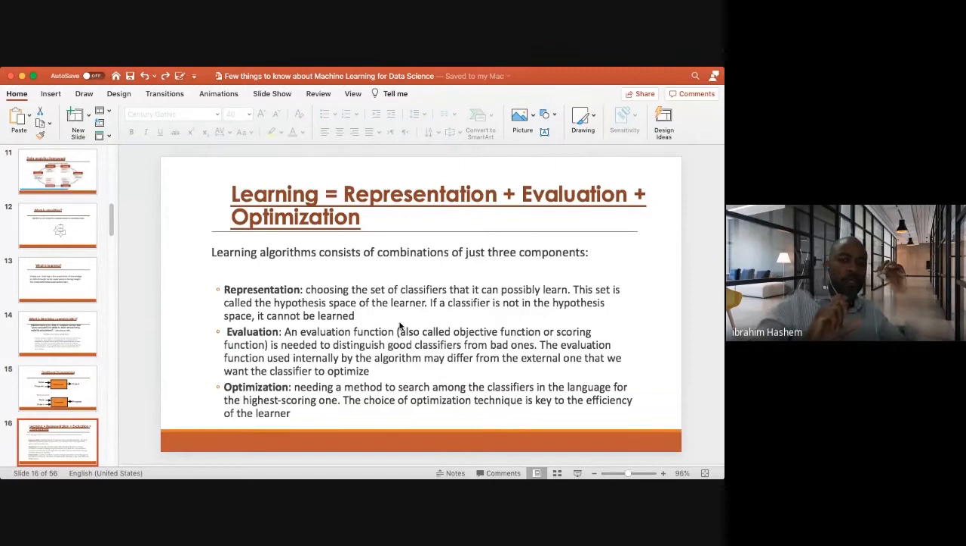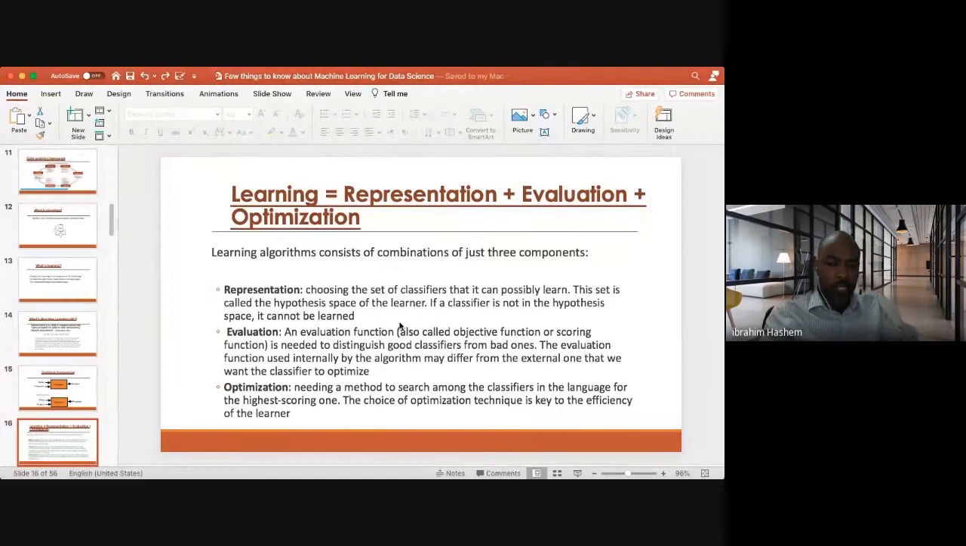So we have a set of classifiers, and we use some sort of hypothesis to see which one will produce a result. Initially we have this selection of classifiers as a representation of the problems that we want to solve. And then we evaluate this. The evaluation comes in the form of objective functions or scoring, you can say a scoring function, and it is needed to distinguish the good classifiers from the bad ones. Because when we use a set of classifiers, we produce multiple results for each classifier, and some may produce a good result and some may produce a bad result. So we have to compare between them, and that's the evaluation stage.